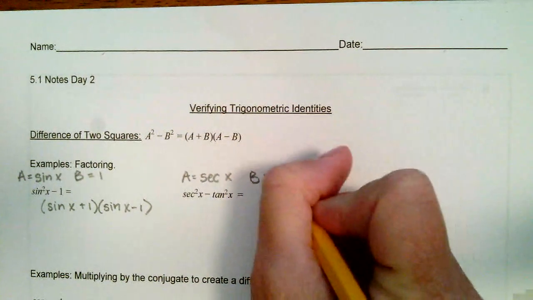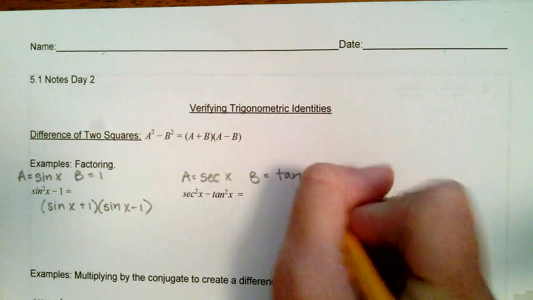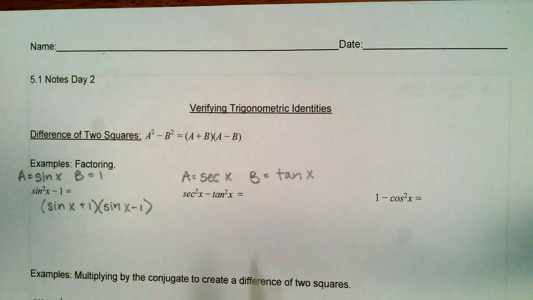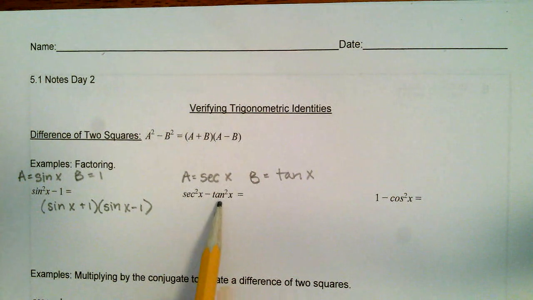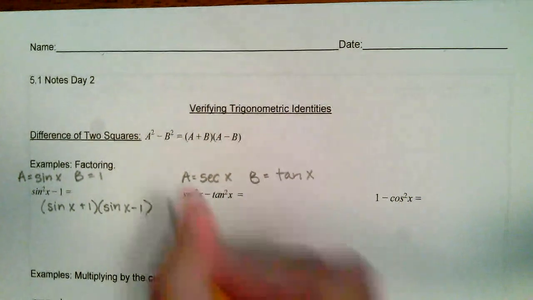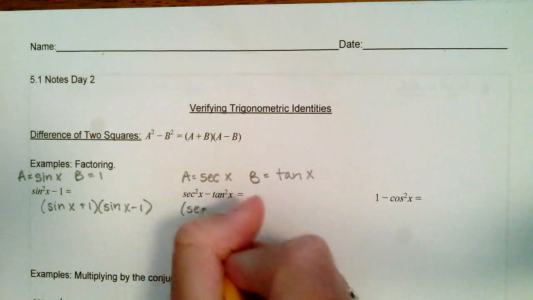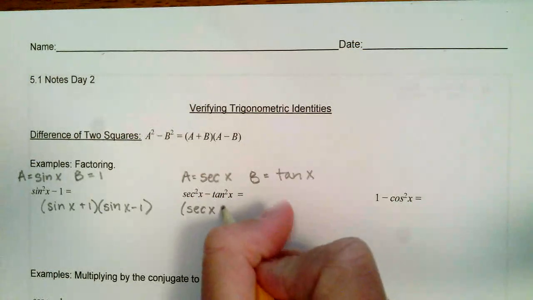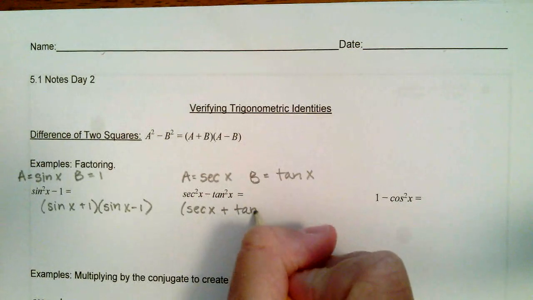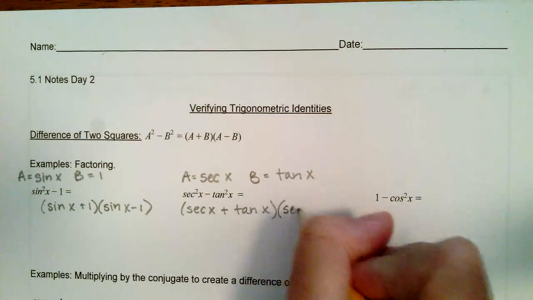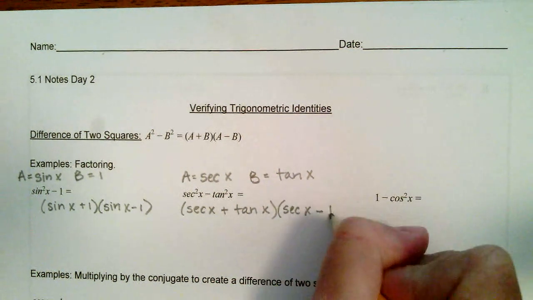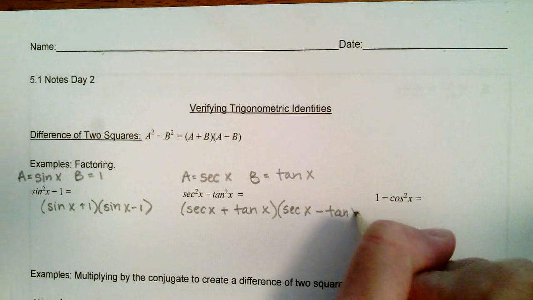For our second example, my a is going to be the secant of x, and my b is going to be the tangent of x. So you can see I have a squared, so secant squared, minus b squared, where b is the tan squared. So this is going to factor into the secant of x, so a, plus our b, which in this case is tangent of x, times our a, secant of x, minus the tangent of x.